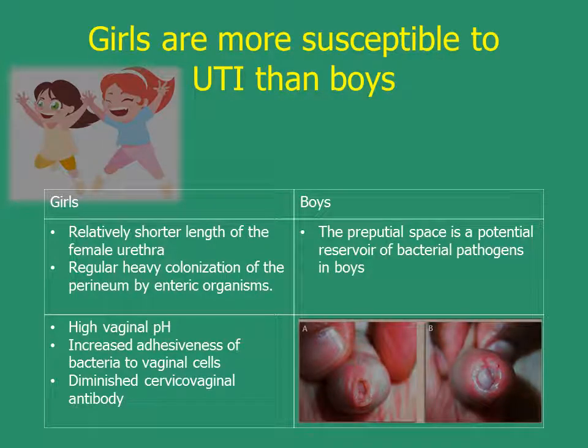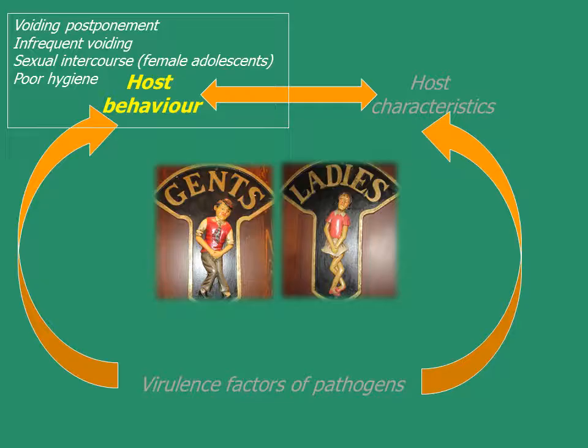The increased susceptibility of girls to UTI might be explained by the relatively shorter length of the female urethra and the regular heavy colonization of the perineum by enteric organisms. Factors that increase colonization of the female perineum include high vaginal pH, increased adhesiveness of bacteria to vaginal cells, and diminished cervicovaginal antibody. The preputial space is a potential reservoir of bacterial pathogens in boys. Host behavior that predisposes to UTI includes voiding postponement, infrequent voiding, and poor hygiene. Sexual intercourse is an important risk factor in female adolescents.